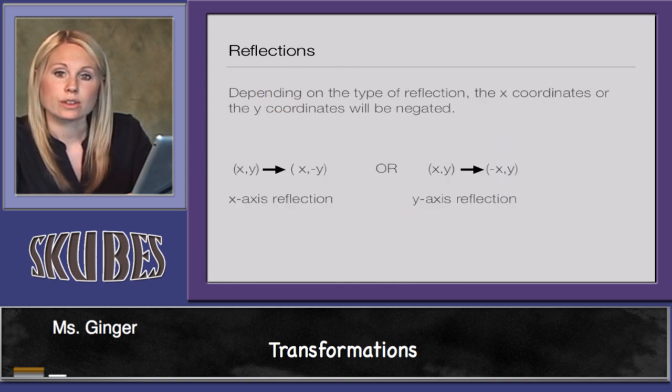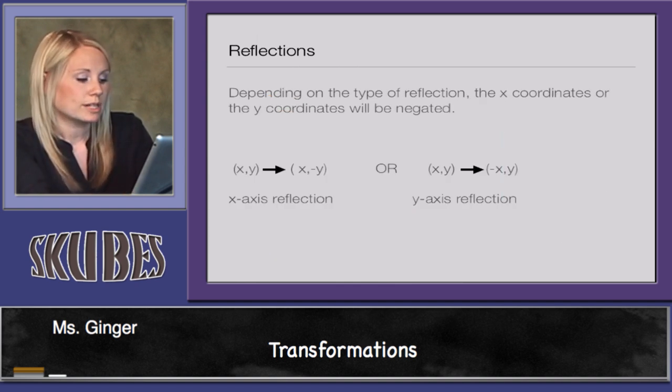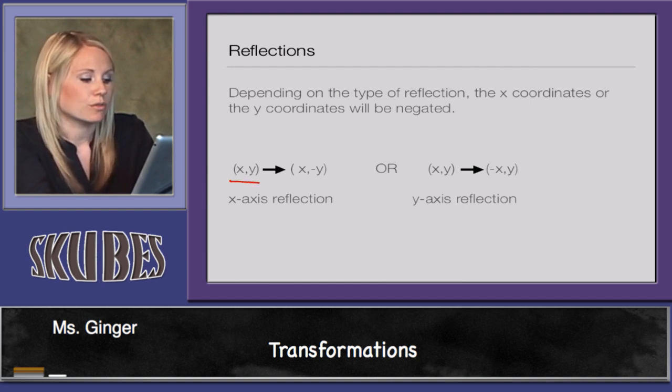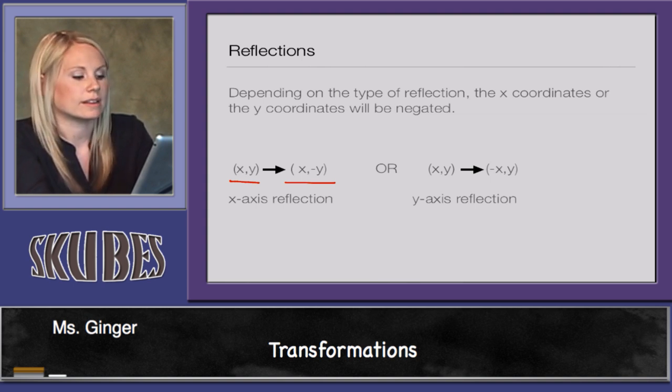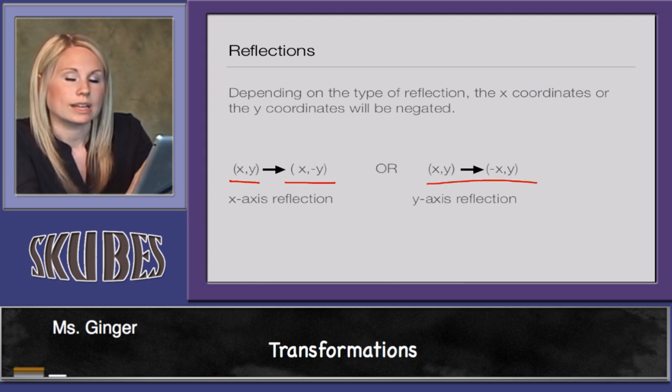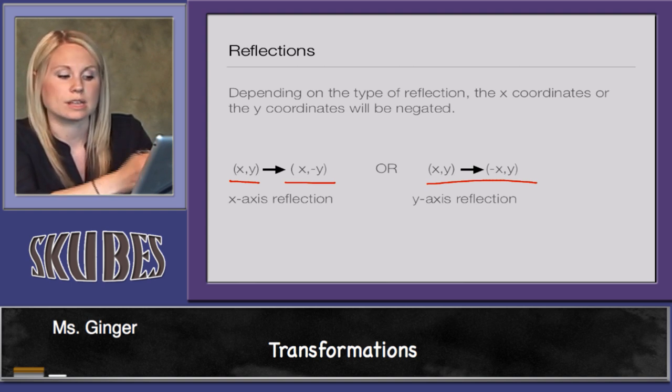And this is how the coordinates are affected. When we talk about an x-axis reflection, each coordinate will go from (x, y) to (x, -y). So the y is being negated there. And if we're talking about a y-axis reflection, then we're going to negate the x when each point is taken from the pre-image to the image.